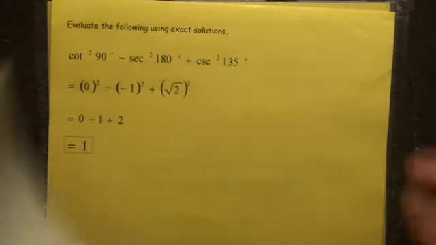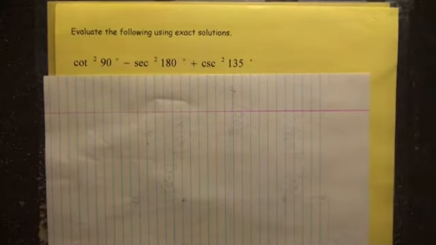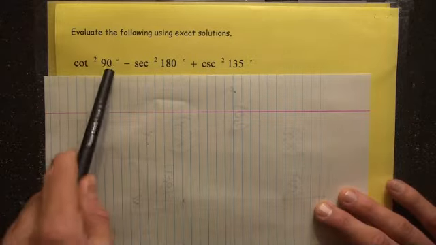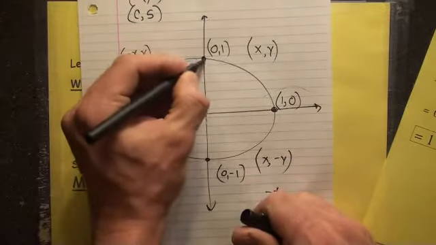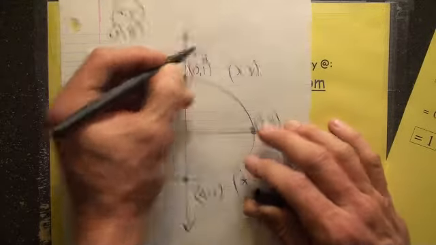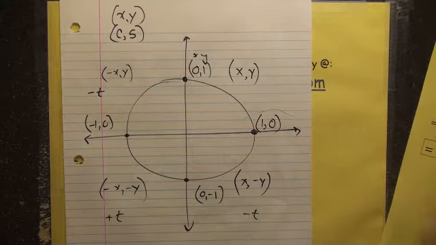Next one. We got cotangent squared 90 minus secant squared 180 plus cosecant squared 135. Now, this one's a little bit goofier because we're going to need to locate where 90 degrees is. It's right here. Remember, x is cosine, y is sine. Alphabetical order. 90 degrees. We're looking at cotangent.